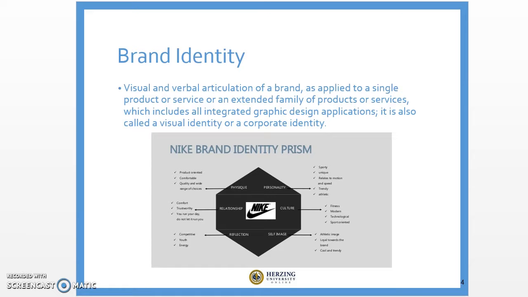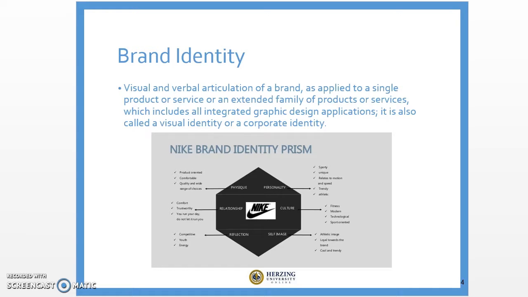As you can see with this graphic, some companies make these kinds of graphics and charts to encompass everything that they stand for and everything that's a part of their brand. This is called an identity prism, and as you can see, it's for Nike. It's got 6 major categories that go around the whole Nike brand, right?